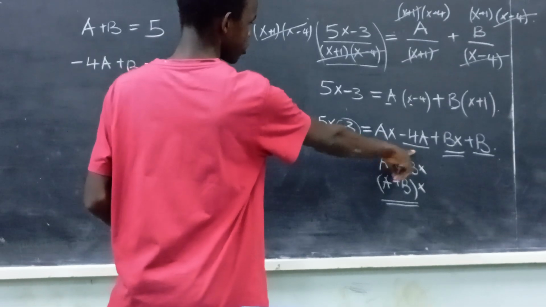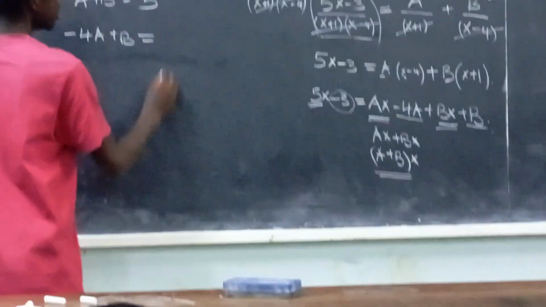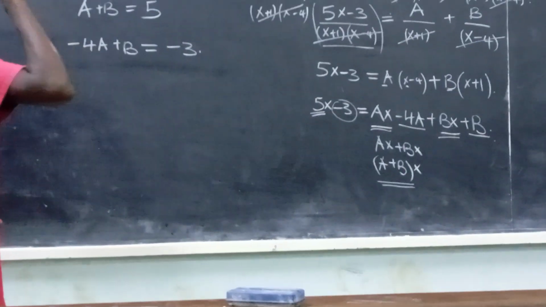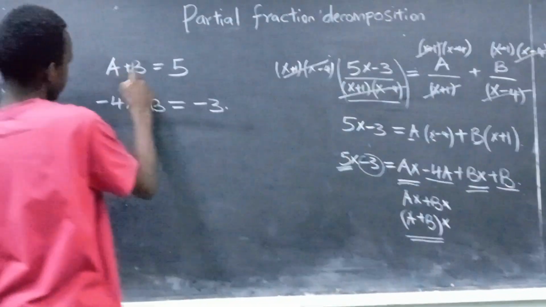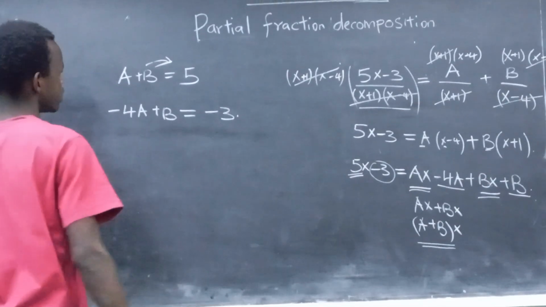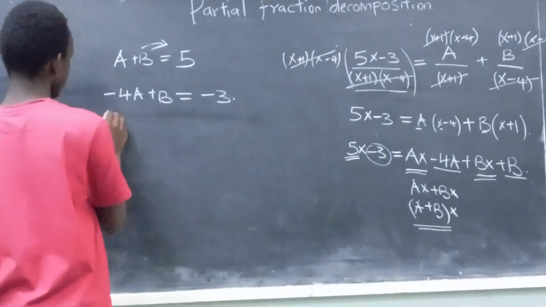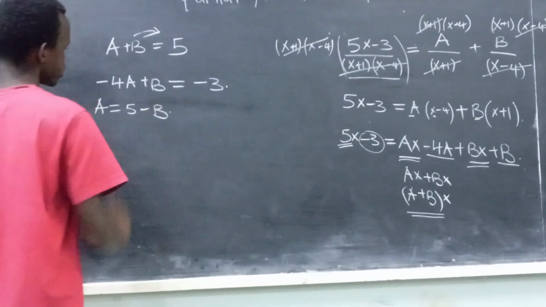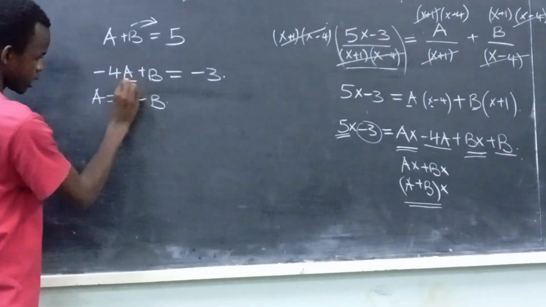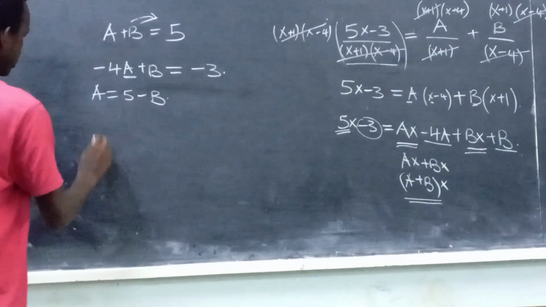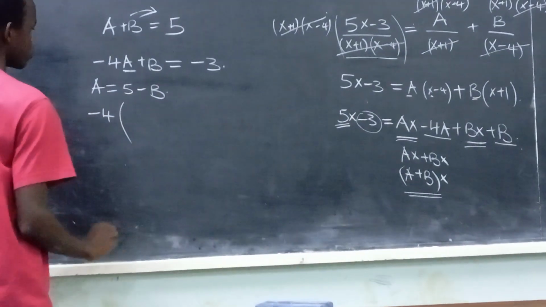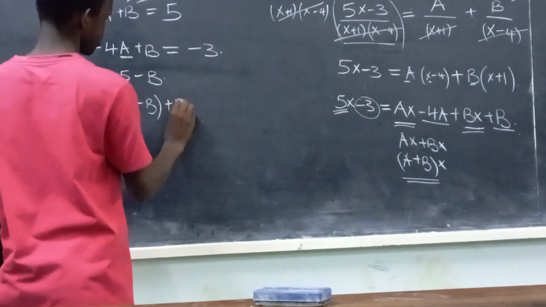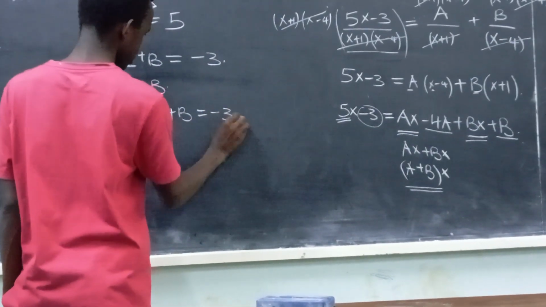Minus 4a plus b is a constant term, so it will be negative 3. Okay? So from there, I'll find my a. What's my a alone? I'll take my b to the other side, so I'll get my a as 5 minus b. So from there, I'll replace my a with this part, so I'll get minus 4 into what's my a? My a is 5 minus b, plus b equals negative 3.